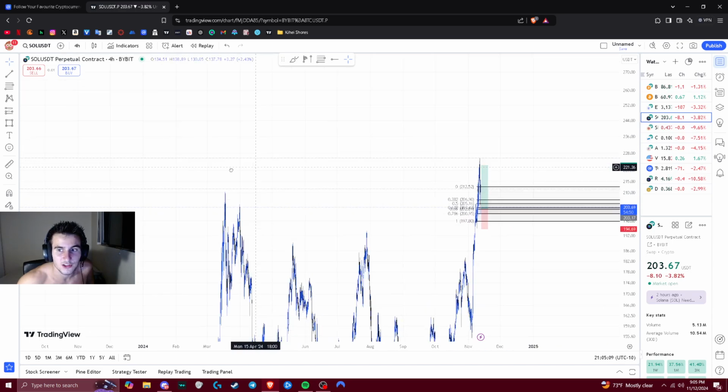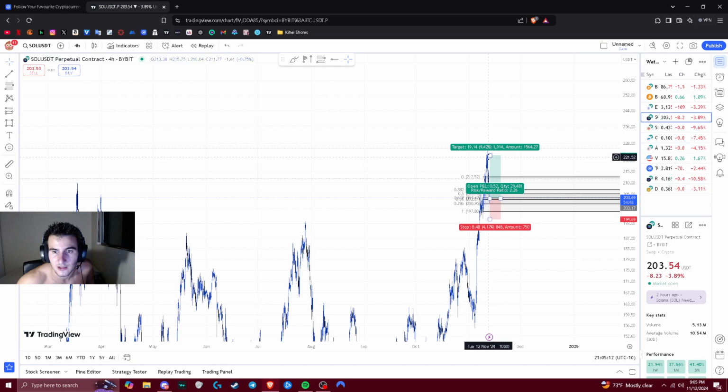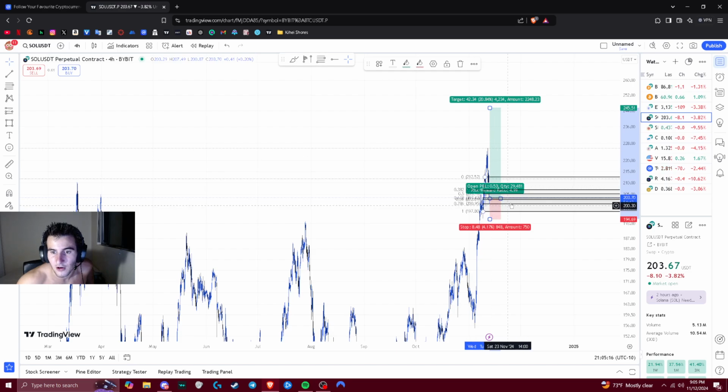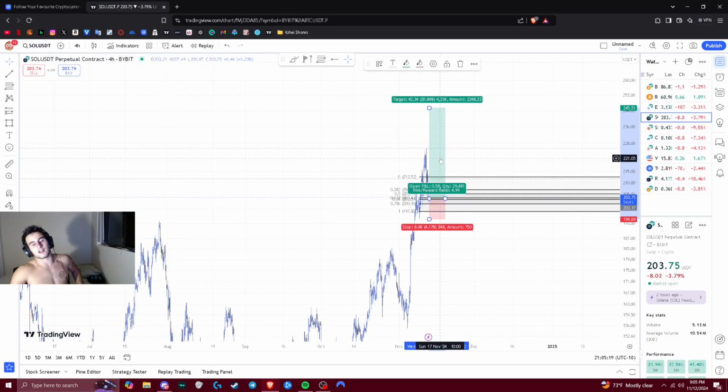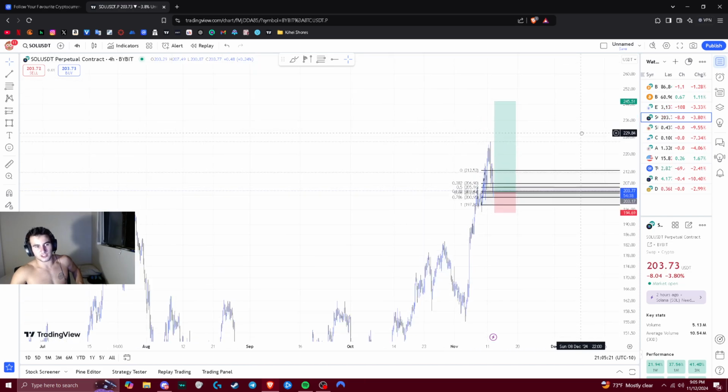Oh, I just cleared my chart. But target price 3 for me is going to be 245. So this is going to be a 5 RR trade, or 4.99 risk to reward ratio.